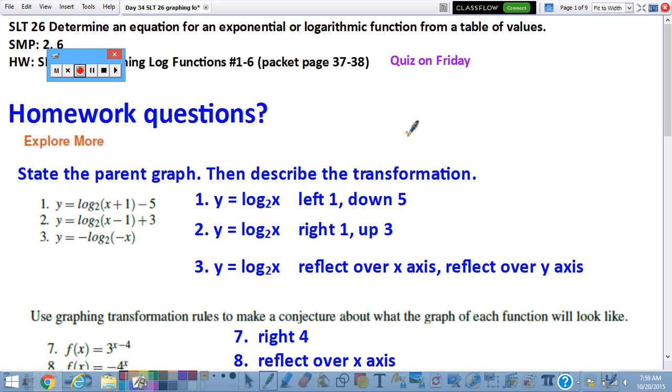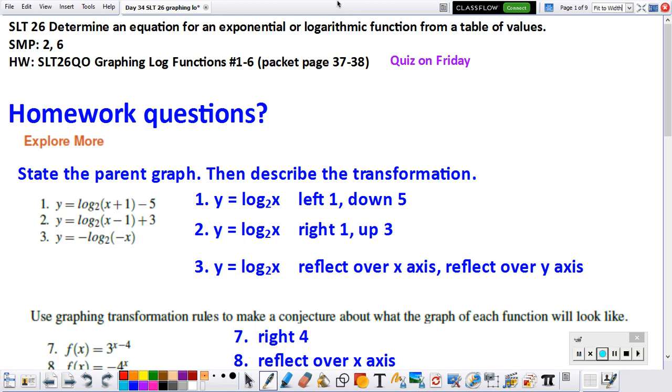Okay, today's lesson we are going to determine the equation of an exponential or log function from a table of values, and we are also going to graph log functions.